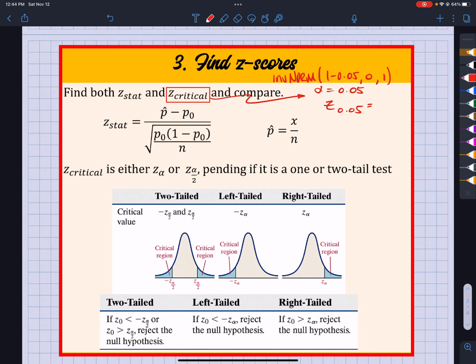And that you will get a 1.645. Okay, so this would be my z critical. Okay, for the z statistic, this is where I need to actually solve for it. So let's do that in blue. So z statistic here, let's take a look. Let's pretend that this line right here is my z statistic.